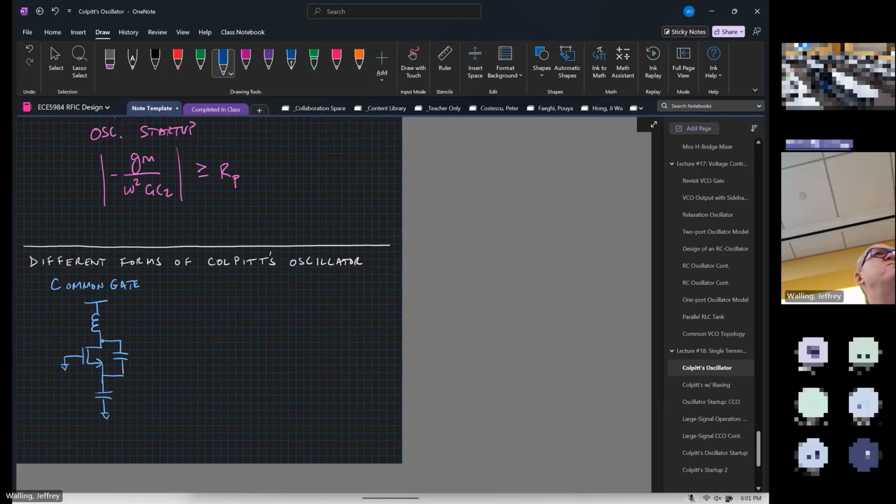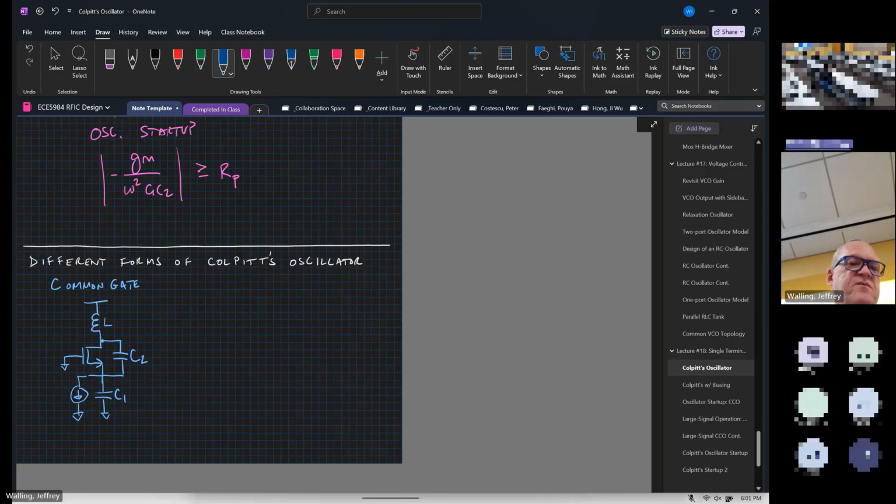Now, I'm not drawing the DC biasing here. We'd have to do something to cause current to flow through this. We'd probably just put a current source here and bias the gate with a DC level, but anyhow. What's important is that the two capacitors are in series with one another and they're in parallel across the inductor.